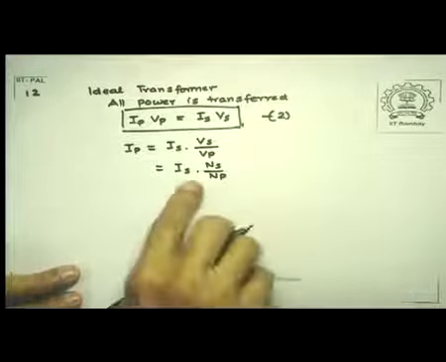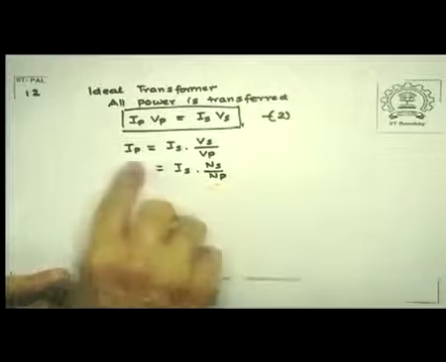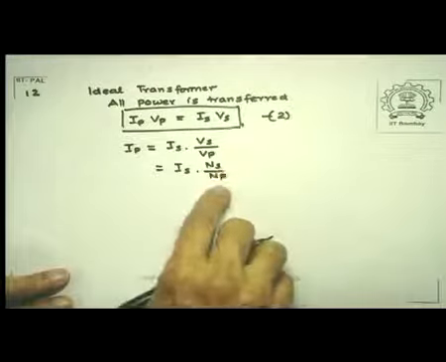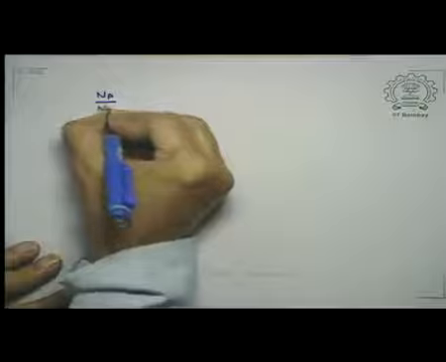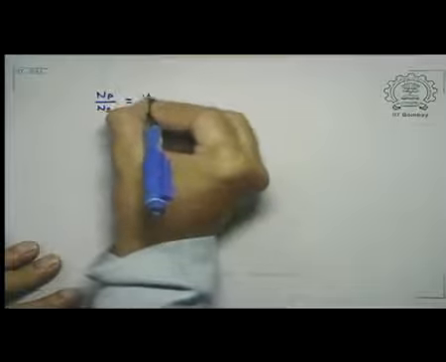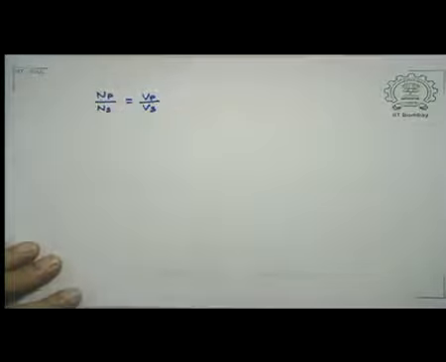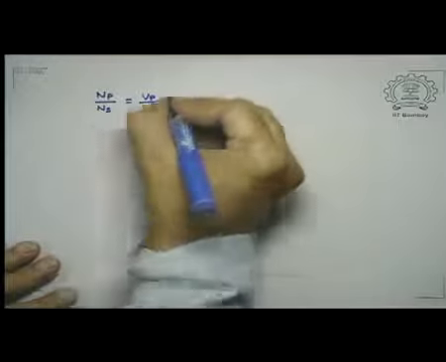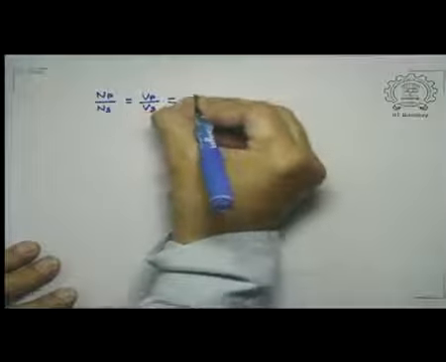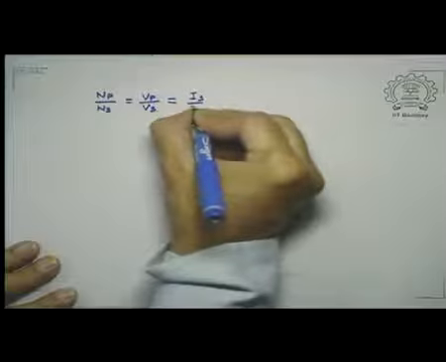So this tells me that I have an inverse relationship with respect to the turns in the current part of the circuit. So what we notice is that we have Np by Ns is equal to Vp by Vs and is also equal to Is by Ip.